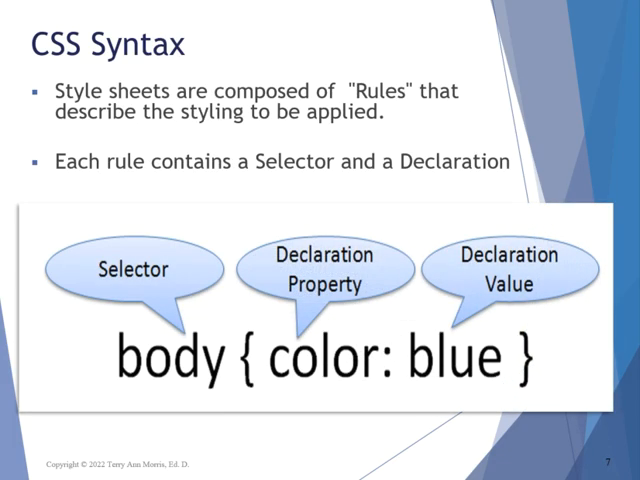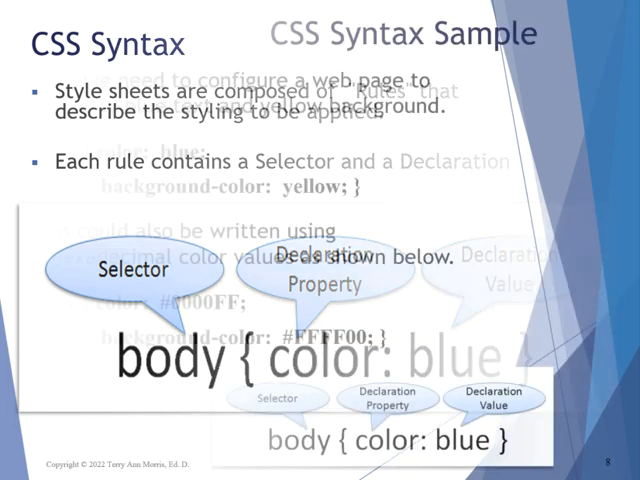CSS syntax. Style sheets are composed of rules that describe the styling to be applied. Each rule contains a selector and a declaration. As seen on the slide, the selector points to the HTML element you want to style. The declaration block contains one or more declarations separated by semicolons. Each declaration includes a CSS property name and a value separated by a colon.